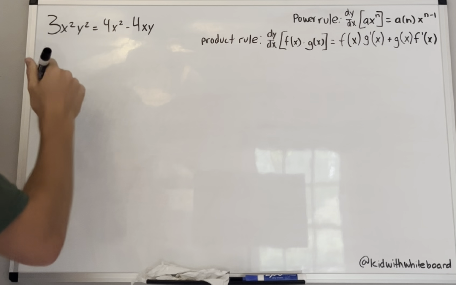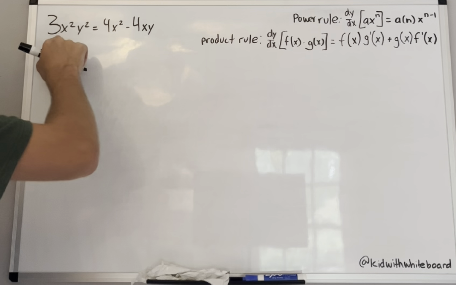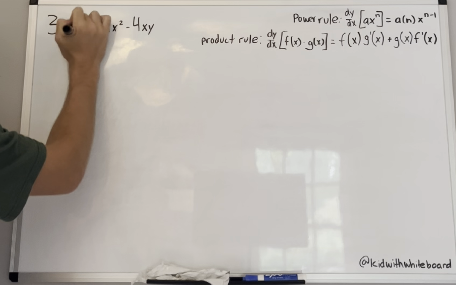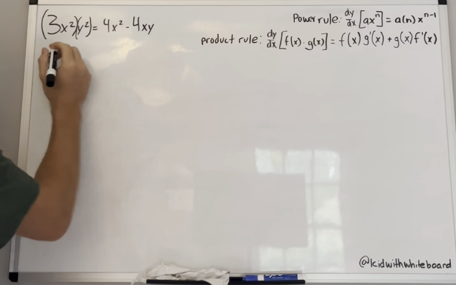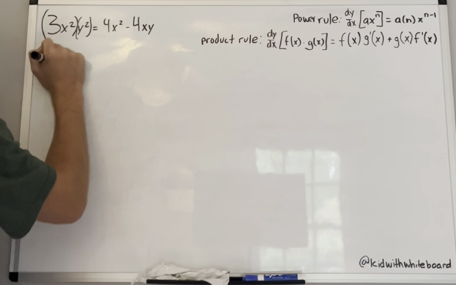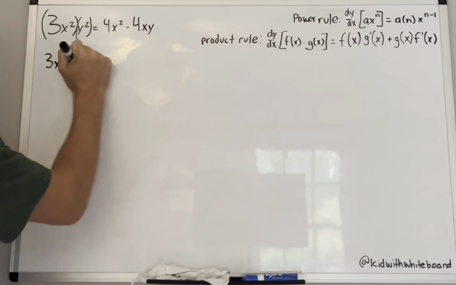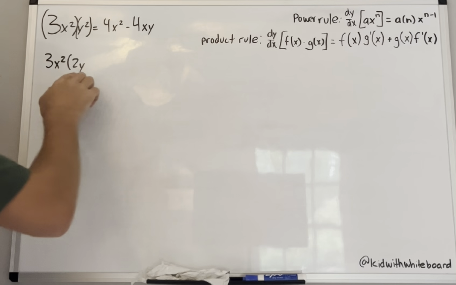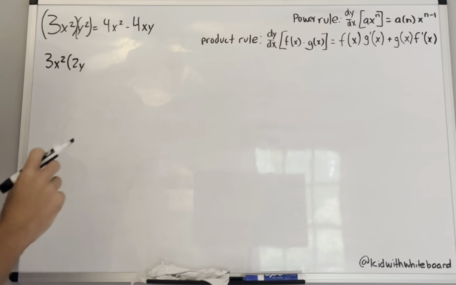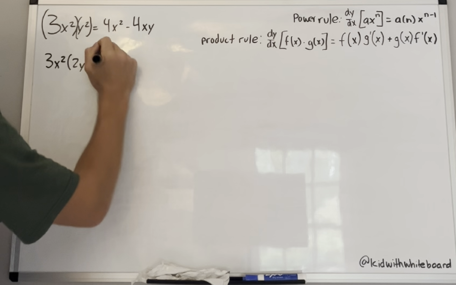So this side is not too crazy. You're gonna use the product rule. So you gotta find the first f of x, which will be this, f of x and g of x. So you're going to use f of x times g prime of x, which will be 2y, using the product rule or power rule, 2y, and then every time you find the derivative of a y, you have to add dy over dx.